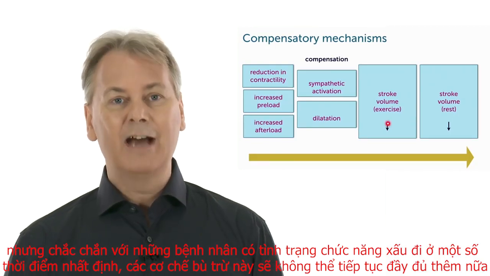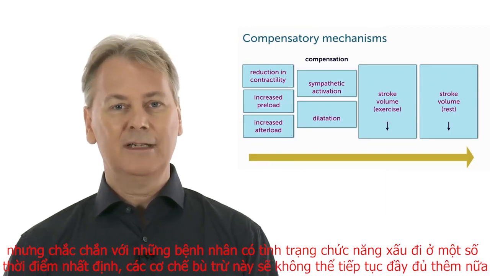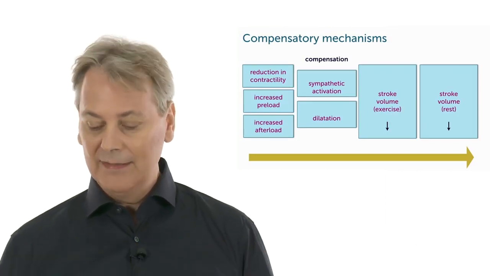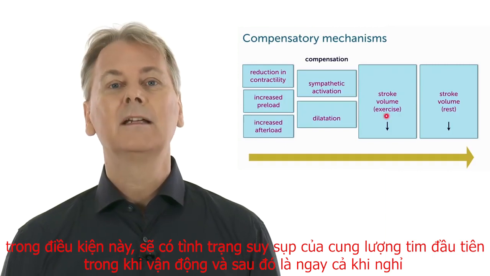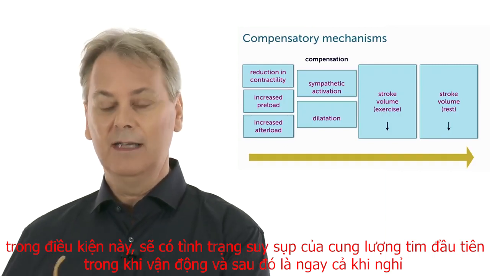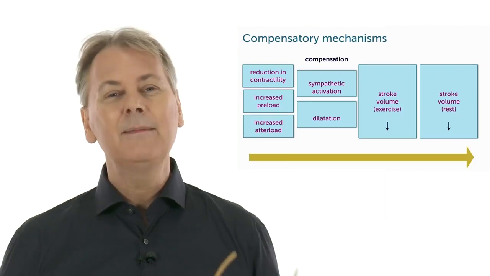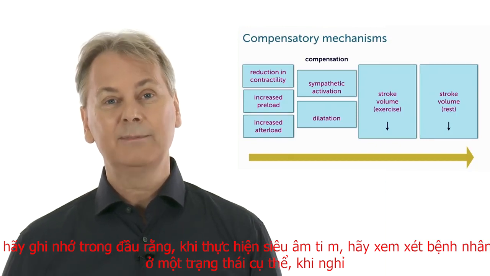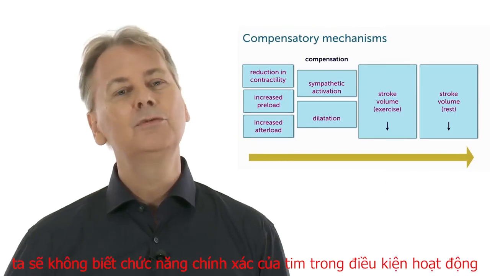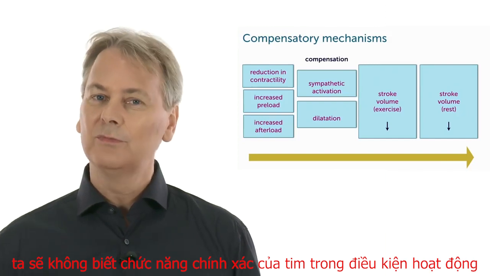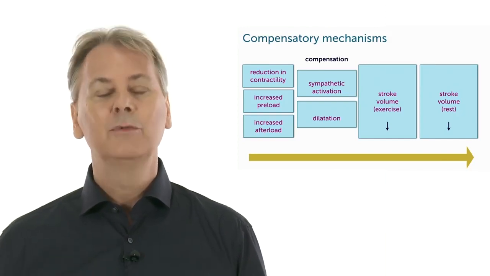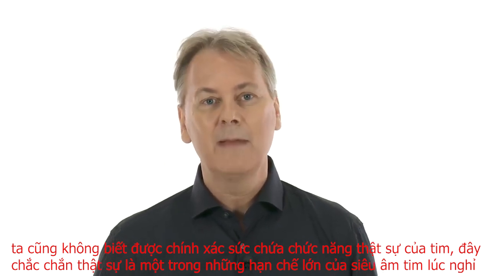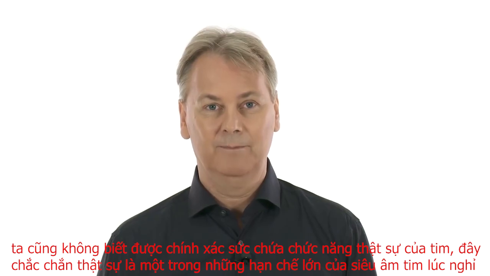Of course, if we have a patient who's deteriorating with function at some certain point, the compensatory mechanisms will not be sufficient anymore. In this situation, you will have a drop in cardiac output, first during exercise, and then later even at rest. Keep this in mind. When we perform echocardiography, we're looking at the patient in one specific condition, at rest. We do not really know what the heart function really is under exercise conditions. We do not know what the functional capacity of the heart in reality is. This is certainly one of the major limitations of a rest echocardiogram.